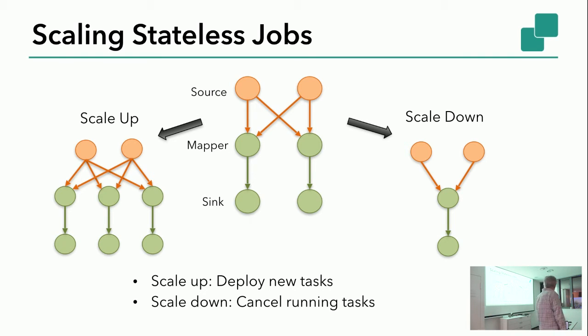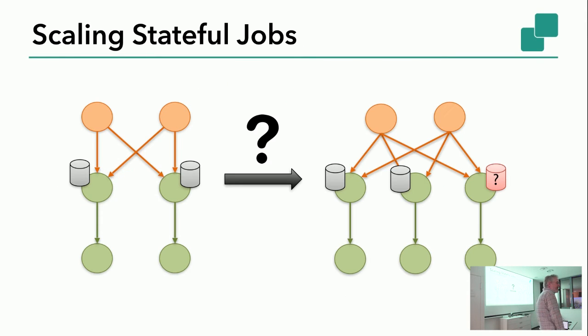Where this becomes challenging is if you have stateful jobs. Then you have to think about, if we've added another node, how do we redistribute the state so that everyone has something to do?